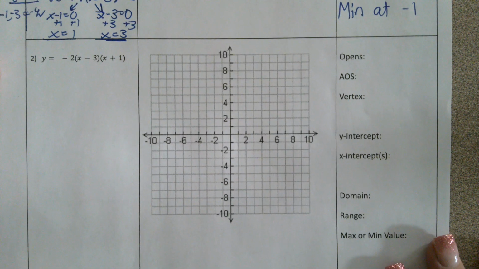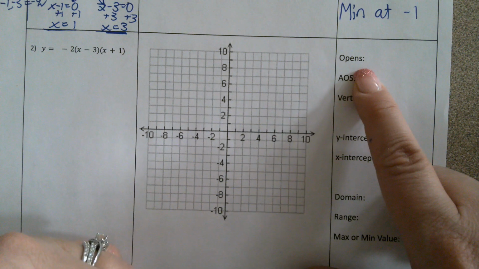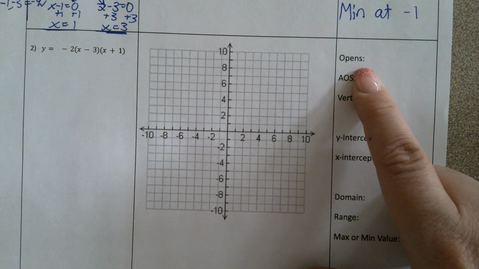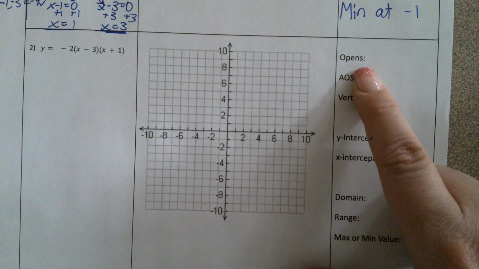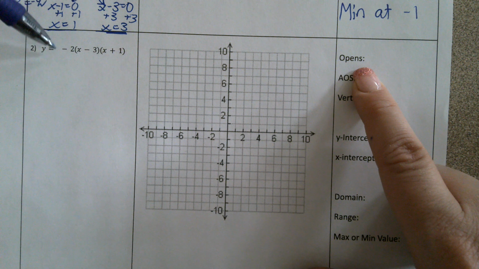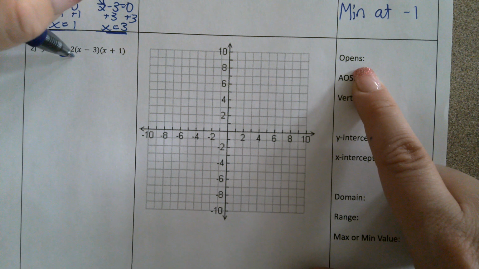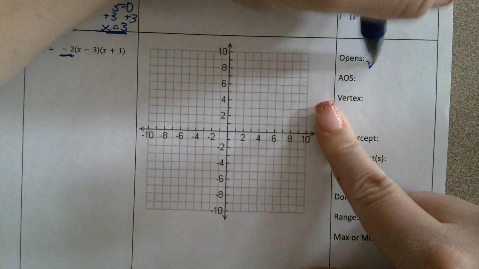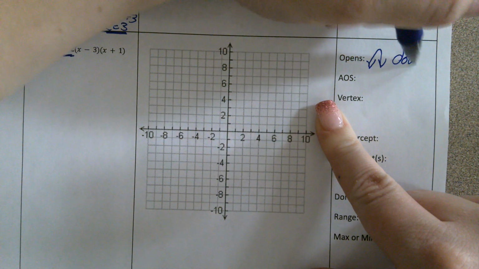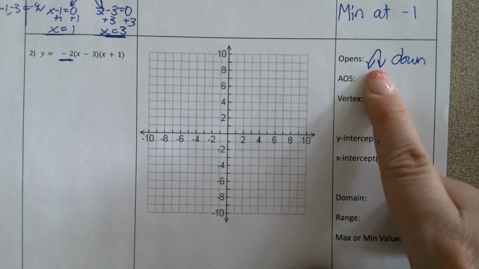All right, intercept form. I will start with the opens because that's the easiest question to answer. You can always answer that first off. Look at the equation. At the front of it, we have a negative 2. Negative means it's going to open down. So we're going to have that kind of shape.